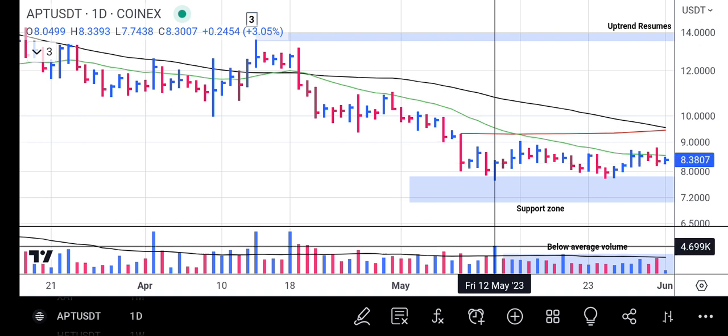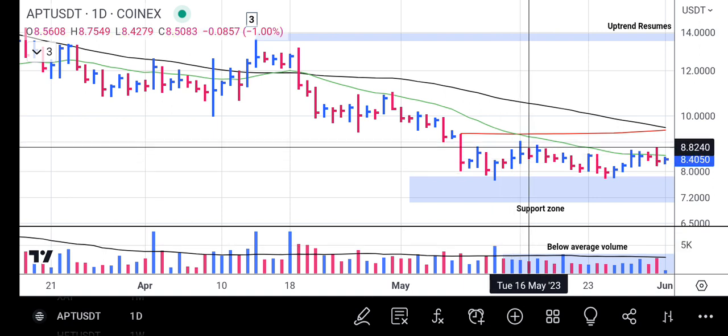Also, when you look underneath the chart, look at the volume. The volume is above average volume. What this volume is telling us is that buyers came in and pushed the price upward, and that shows the confirmation for more orders coming from the buyer side.